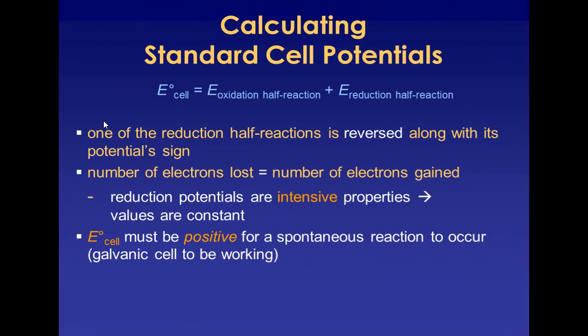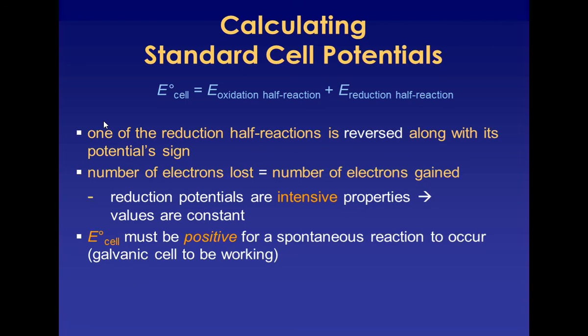spontaneously. So as I said previously, you always will have an oxidation half reaction and a reduction half reaction in a galvanic cell, and when you combine their individual cell potentials with one another, the one that's oxidized would have its sign reversed, and we would just add those two together.